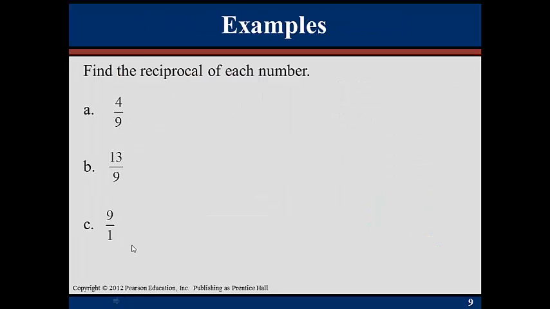So let's find some reciprocals of some examples. For part A, it says 4 over 9. Look for the reciprocal by flipping the fraction. So now it's going to be 9 over 4. Part B, we have 13 over 9. The reciprocal would be 9 over 13. And then for C, we have 9 over 1. The reciprocal would be 1 over 9.